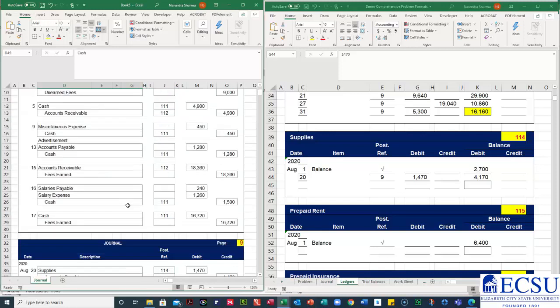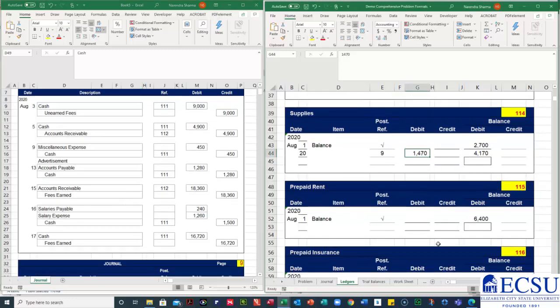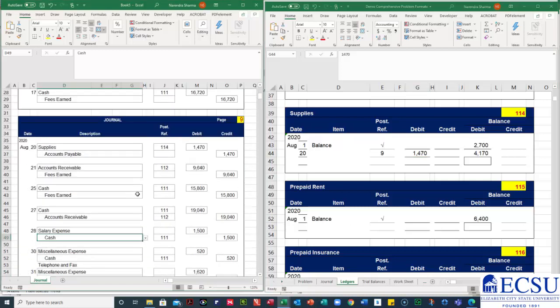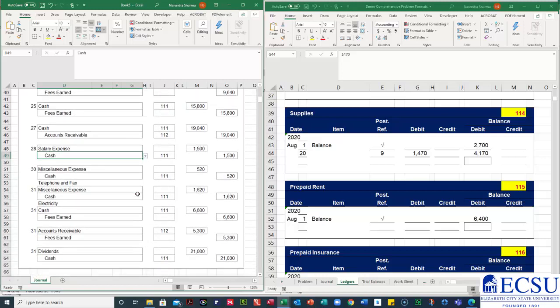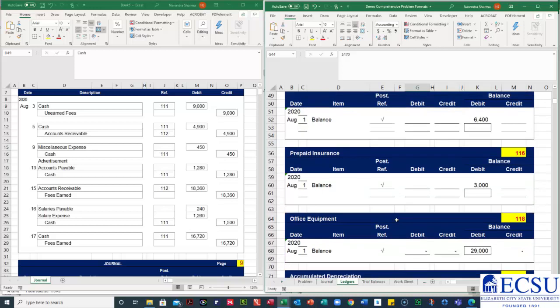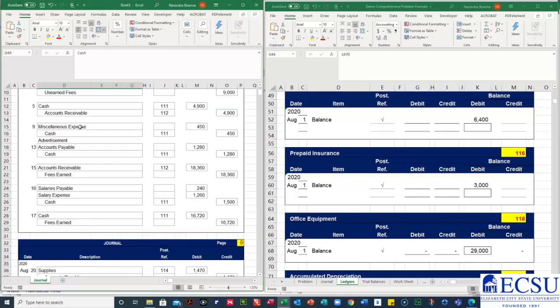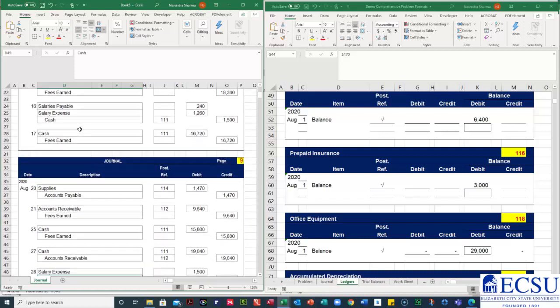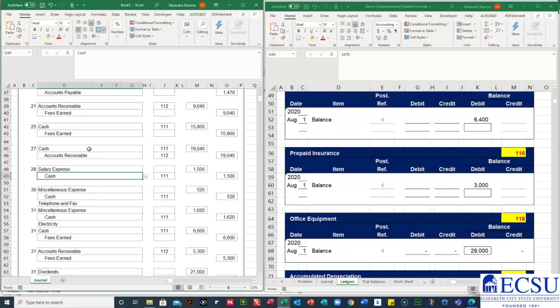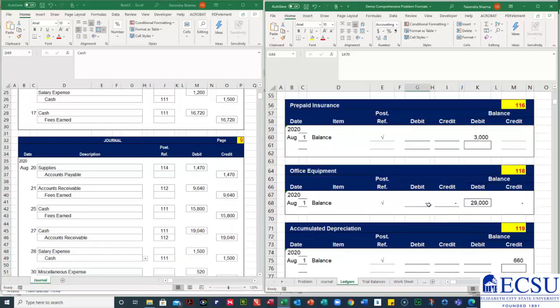Now, next thing we're going to look at is prepaid rent. Do you see a prepaid rent here? No. So we don't have any prepaid rent. So we move on to the next. Do we have any prepaid insurance? We don't have any prepaid insurance. No prepaid insurance as such. Okay, so we're going to move on to the next account.